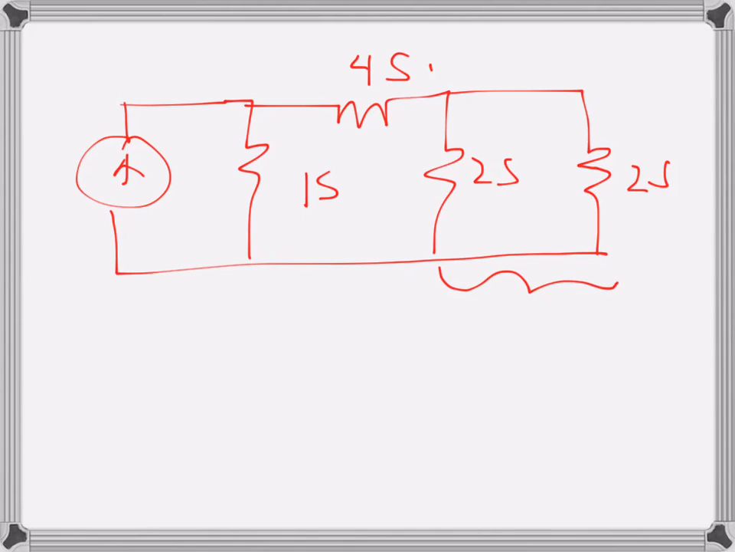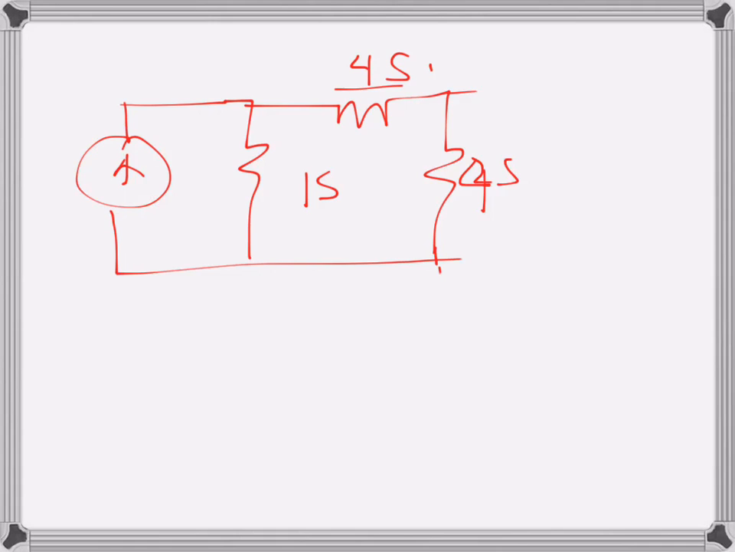Now these two are in parallel, and when they are in parallel, the values just get added. So this one becomes 4, because when two conductances are in parallel, the formula is like that for two resistances in series. So 2 plus 2 is 4. I will replace them with one resistance and just write 4 S here.